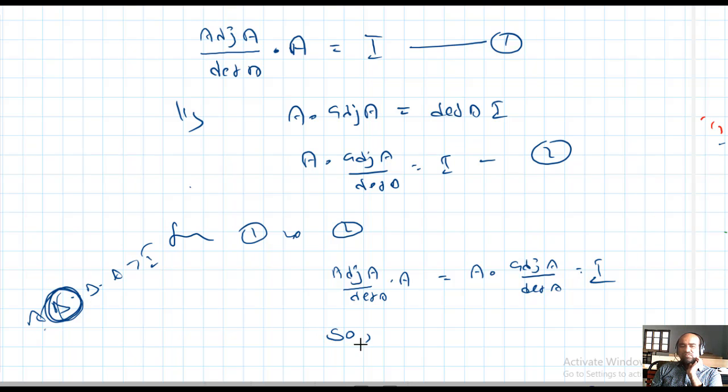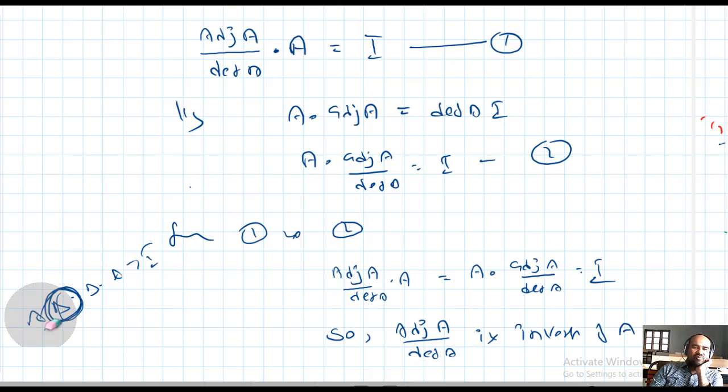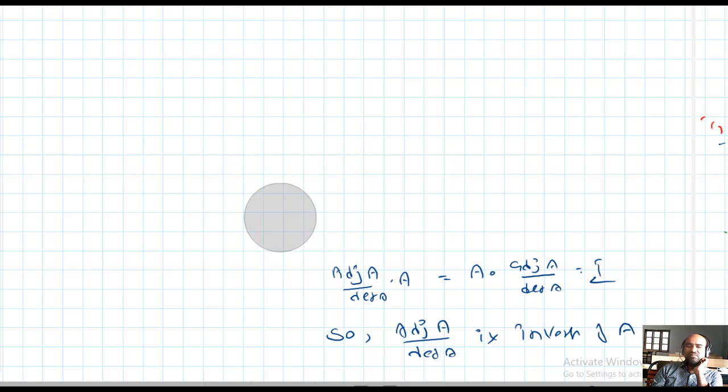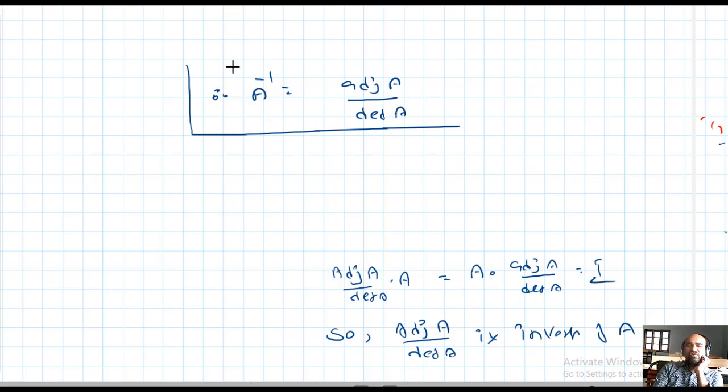So, adjoint A by det A is the inverse of A. So, final step I want to write. Therefore, A inverse equal to adjoint matrix by det A. Okay, in this way you can find inverse of any square matrix.